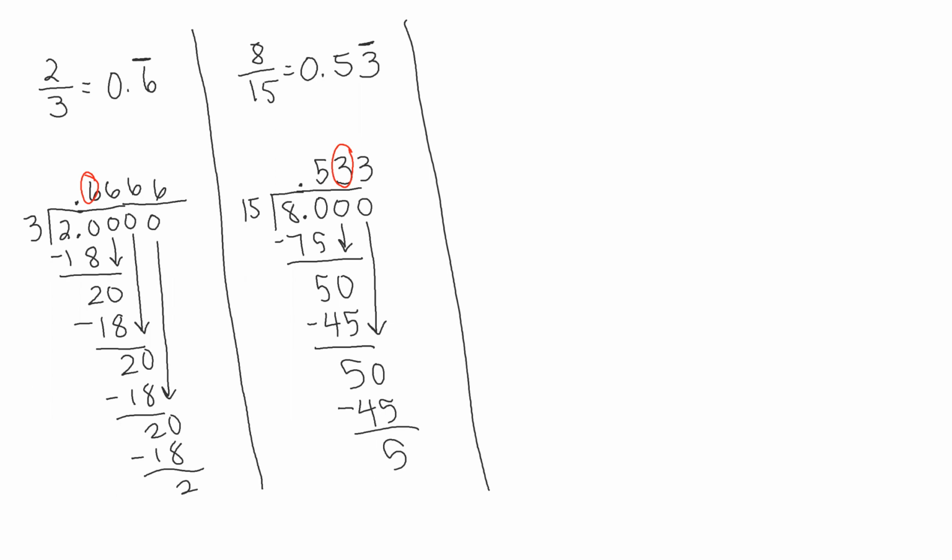What if I had 3 11ths? Okay, so same old drill. 11 doesn't go into 3, but it will go into 30. So 11 times 2 is 22. That's as close as I'm going to get. So 2 times 11 is the 22.